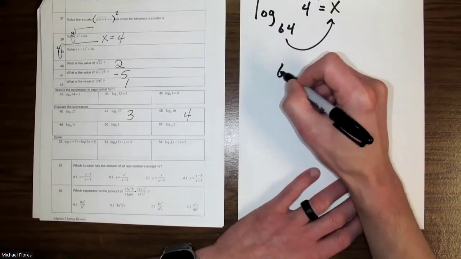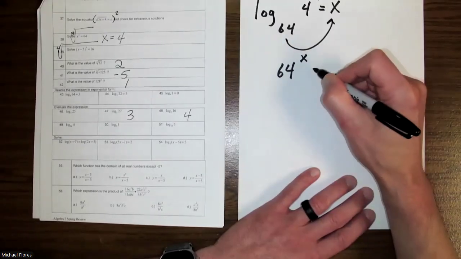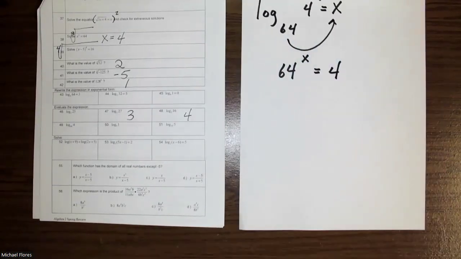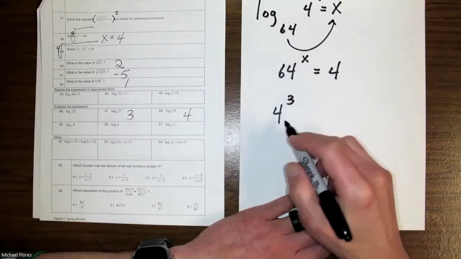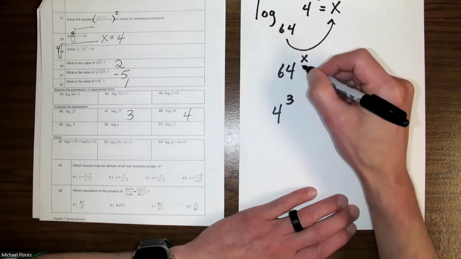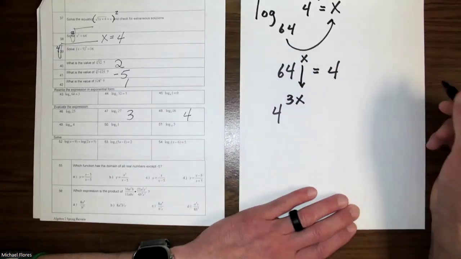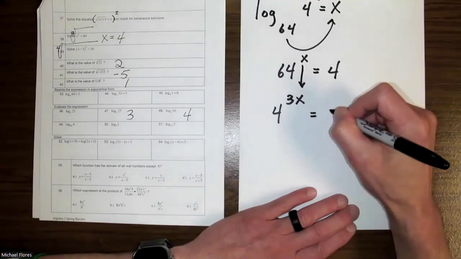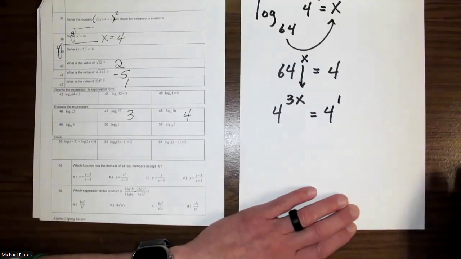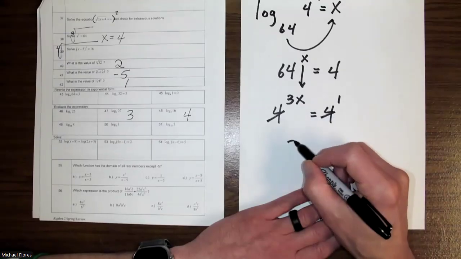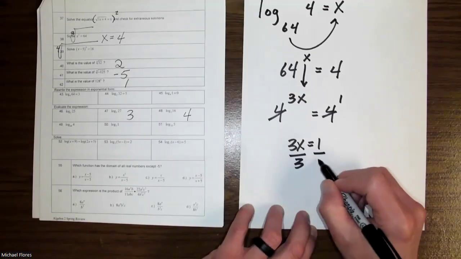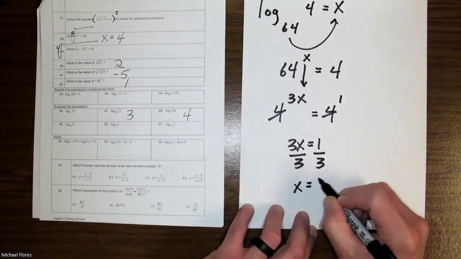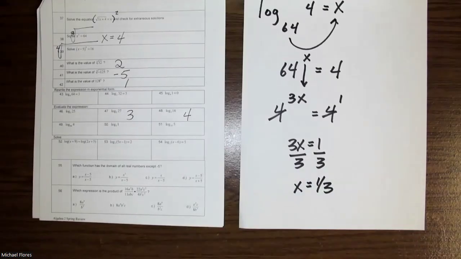I'm going to convert to exponential. 64 to the x power equals 4. Let's use a common base here. This is where knowing your perfect cubes comes in handy. 4 cubed is 64, but let's remember, there was an exponent of x that we need to include. And 4 to the first power is 4. Now that we have a common base, just solve the exponents. Final answer, 1 over 3.